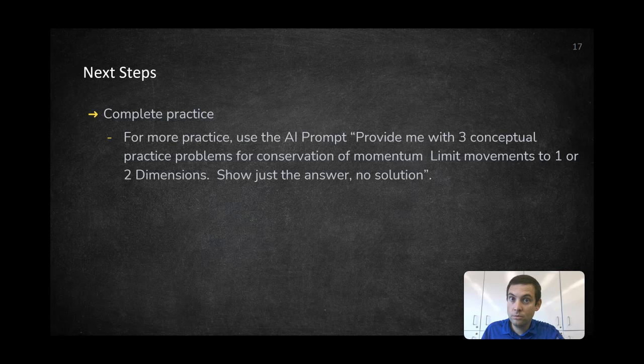Next, do lots of practice. There's an AI prompt for some extra questions. Don't forget about 2 dimensions. Whenever you're dealing with conservation of momentum in 2 dimensions, we have to treat x and y independent of each other, so we could have momentum in the x and momentum in the y. And if you need to find the combined momentum, remember to use Pythagorean theorem.